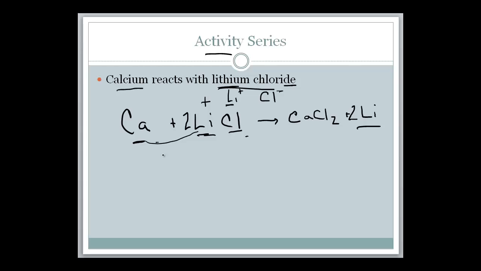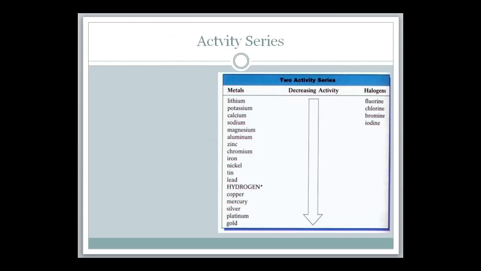Alright, now to determine if this reaction happens, we need to use what's called an activity series. So let me write that reaction again. We had calcium reacting with lithium chloride to form calcium chloride plus lithium. The way you use an activity series is the elements are listed in order of activity. In other words, the ones at the top have more activity than the ones at the bottom. As you can see, decreasing activity moving downward.